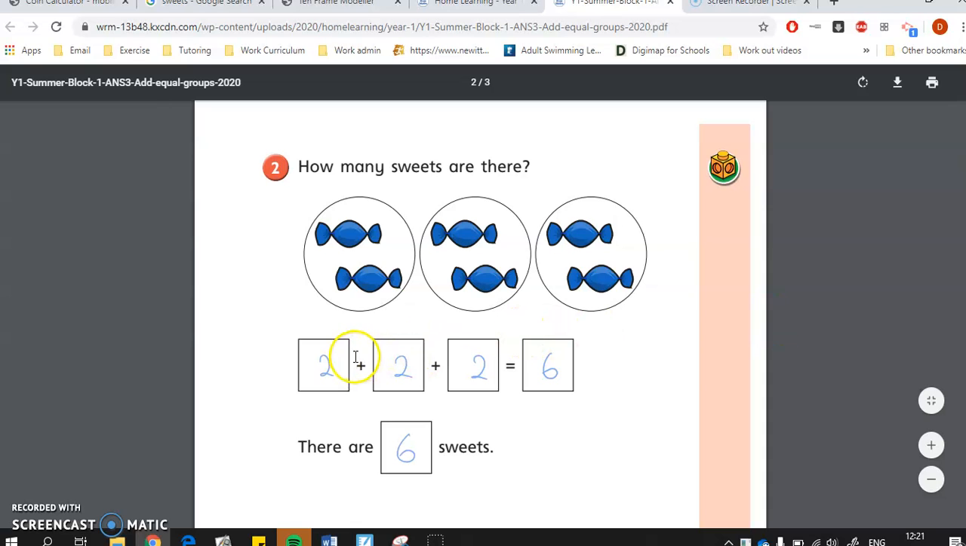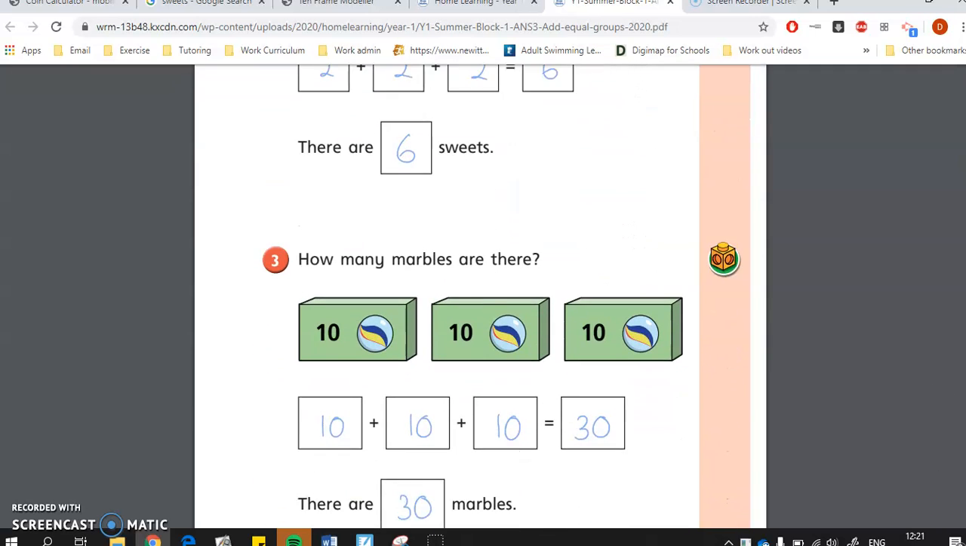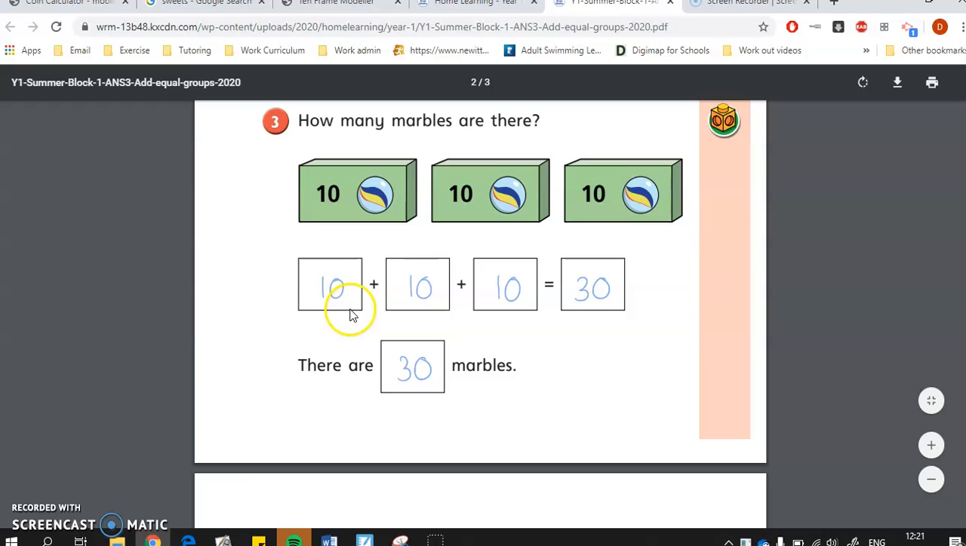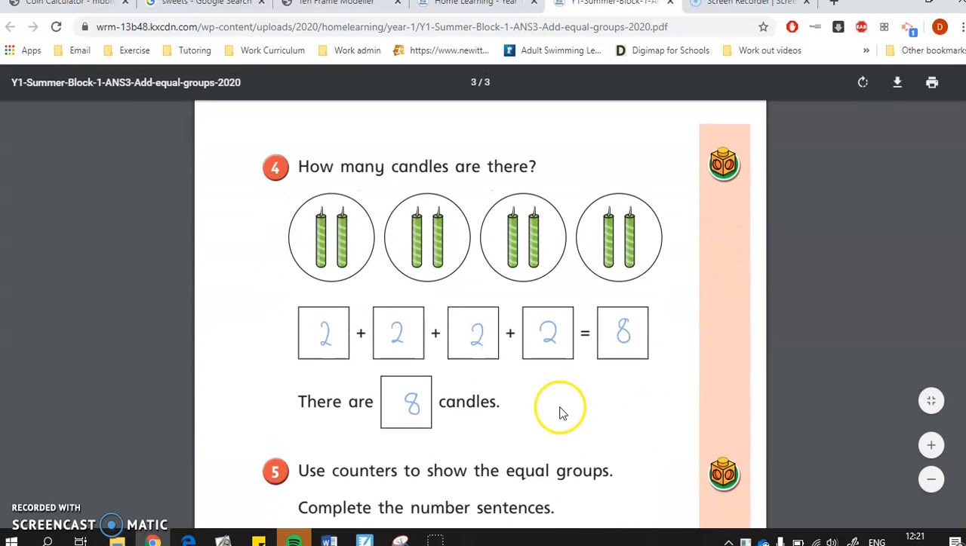For our sweets, 2 plus 2 plus 2 made 6. There were 6 sweets altogether. We can call that 3 times 2. 10 plus 10 plus 10 made 30. There were 30 marbles. How many candles altogether? 2 plus 2 plus 2 plus 2 made 8. There were 8 candles altogether.